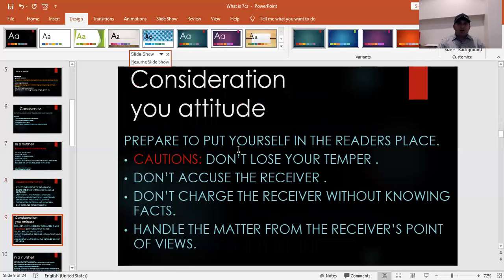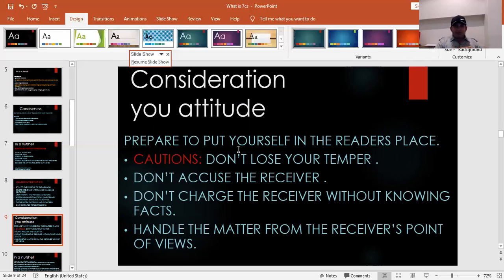Okay. After that, consideration, your attitude. The word consideration is the third C in the 7 C's, and today we will learn the word consideration. If you want someone to listen to your message, what will you do? Will you appreciate yourself? Will you admire yourself? No. If you give respect to others, if you give respect to Mr. You, it means you are giving the consideration. You are giving a good sign. So what is Mr. You or what is the you attitude?